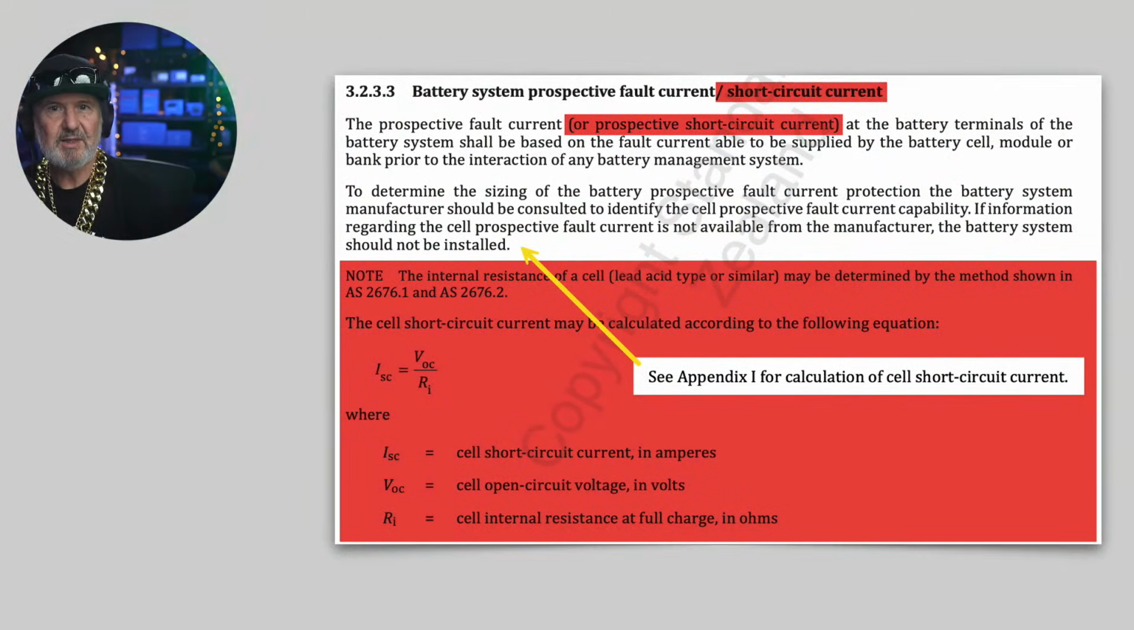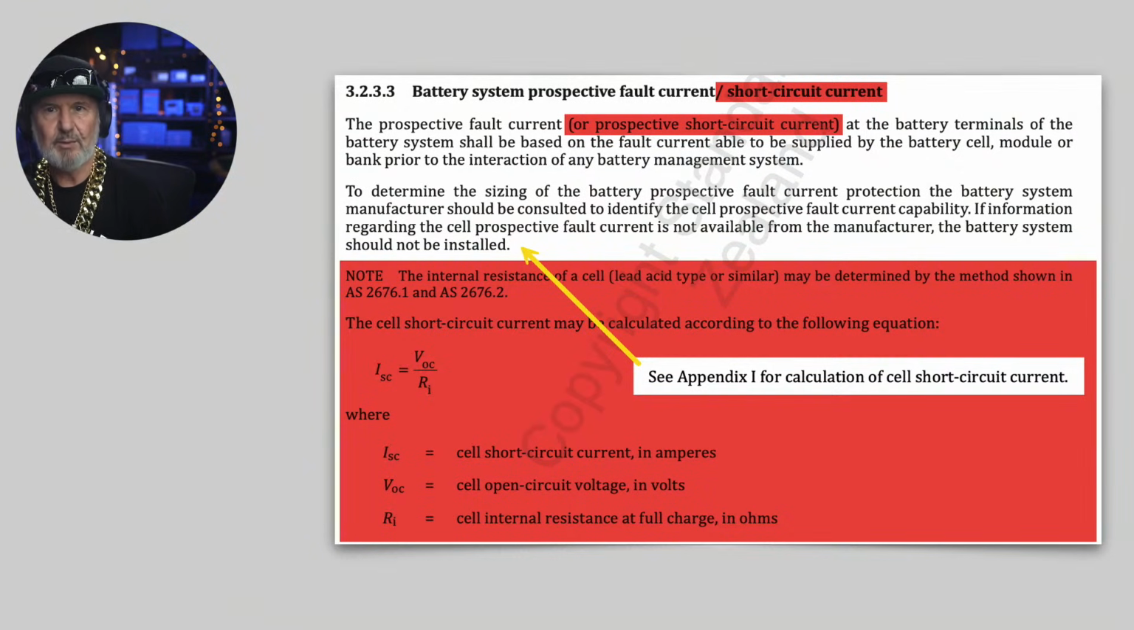So first up, in red, is the bits that are being deleted from the current version of 5139. For clause 3233, we are removing that little bit on the end that says short circuit current, and we're also removing the bracketed term prospective short circuit current, because we're referring to the prospective fault current at the battery terminals of the battery system.